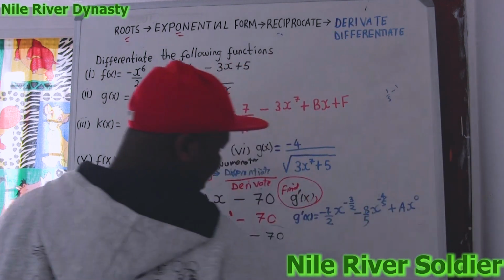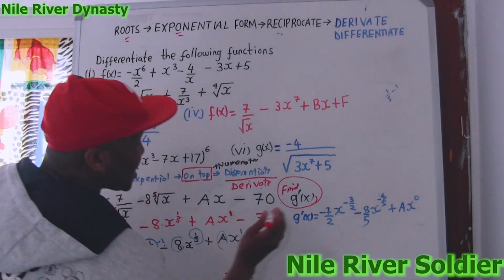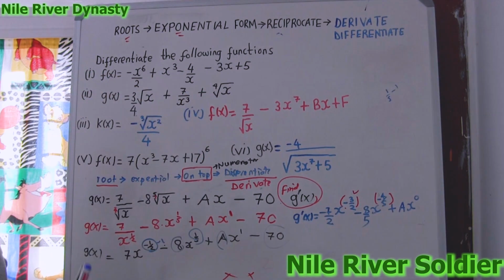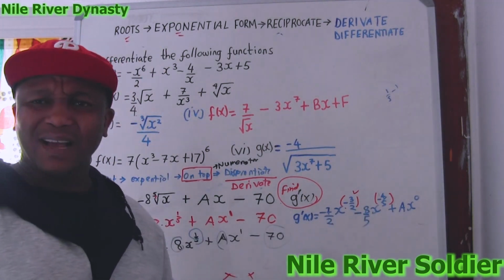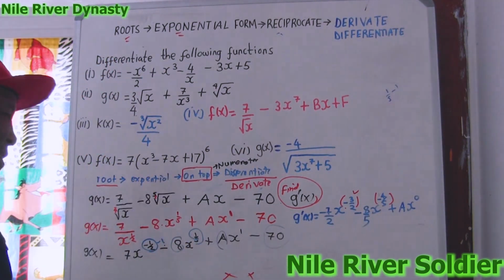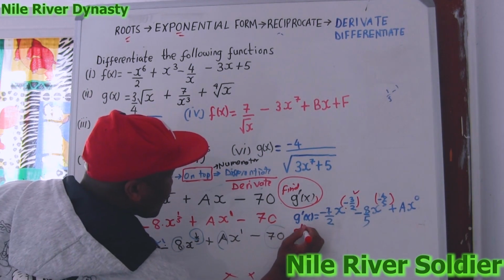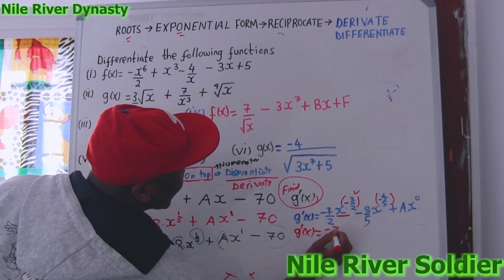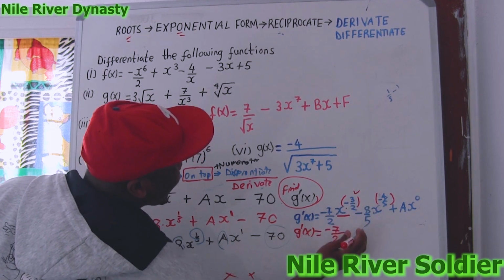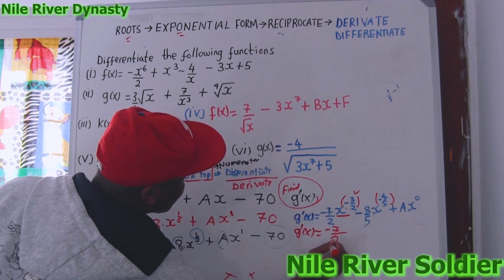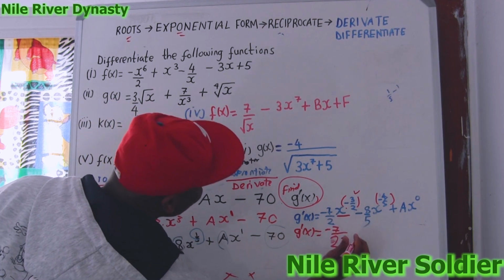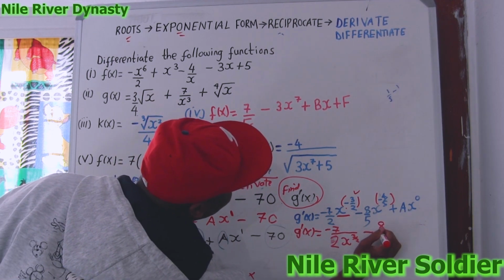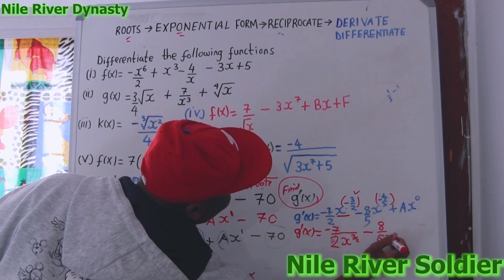So now we're done with the differentiation, but finally we cannot leave the answer with a negative power. This is okay, but sometimes, if it's multiple choice, or if I'm marking your paper, I'm going to take out one mark. So for g prime, you're going to have to reciprocate finally. Negative 7 over 2, take it to the bottom. It's going to become x to the 3 over 2, exactly the same power, but you only change it to positive. And then negative 8 over 5, take it to the bottom, it's going to become x to the 4 over 5.